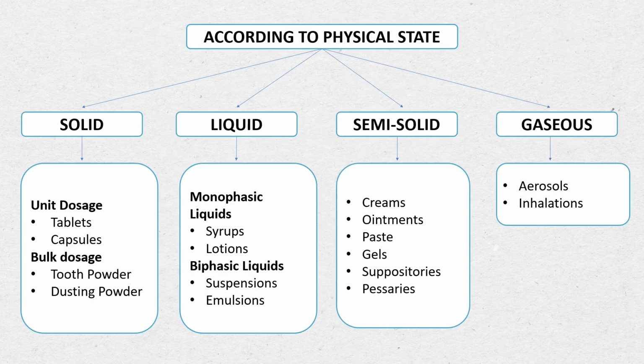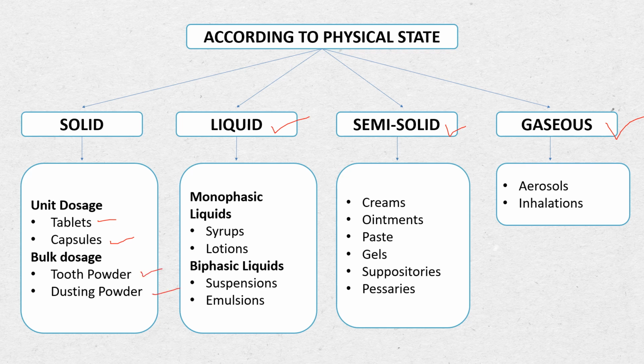Now we'll see classification of dosage form according to physical state, which is divided into four categories, that is solid dosage form, liquid dosage form, semi-solid dosage form and gaseous dosage form. Solid dosage form consists of unit dosage form and bulk dosage form. Unit dosage form consists of tablets and capsules. Bulk dosage form consists of tooth powders and dusting powders.